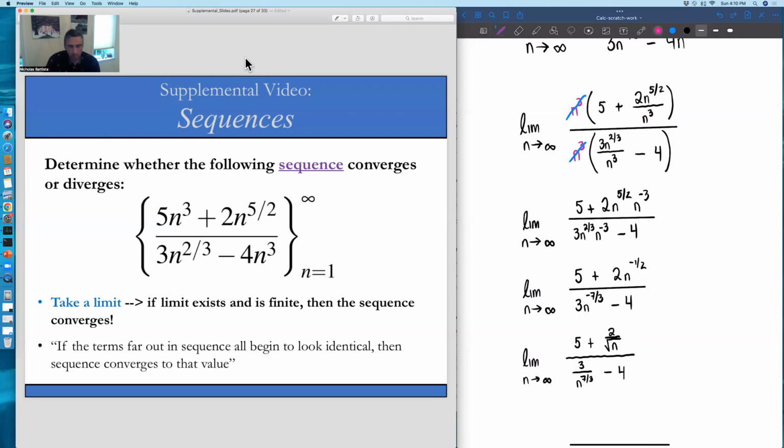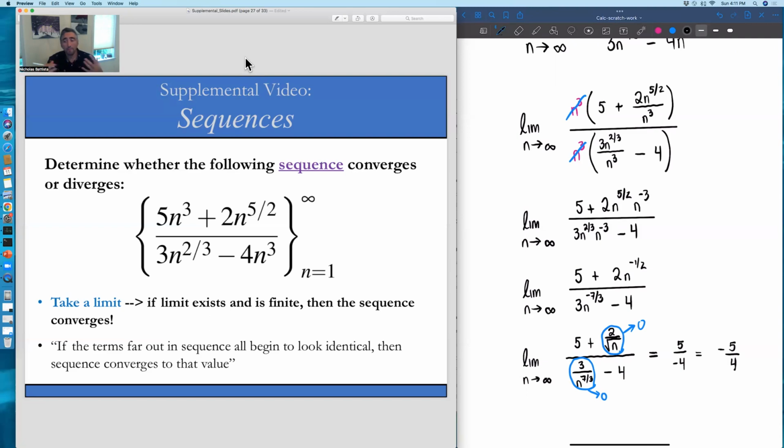The reason I think this is helpful is, remember, we have this limit as n goes towards infinity. In these two terms, the 2 over square root of n and the 3 over n to the 7/3, the denominators of those two fractions alone are getting really, really large. So as n goes to infinity, this fraction looks like 0, and the same with the fraction in the denominator. Both of these terms look like 0 in the limit because their denominators are getting really, really large. So at the end of the day, this limit as n goes to infinity is 5 over minus 4, or negative 5/4.